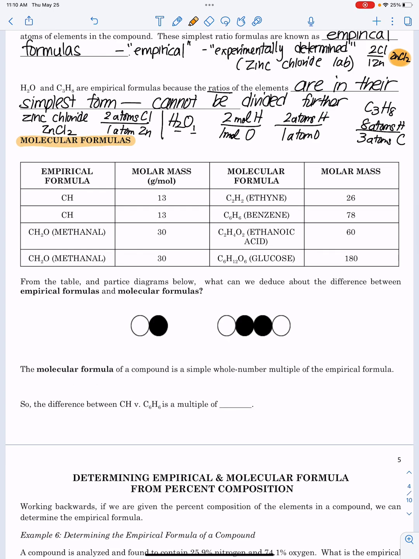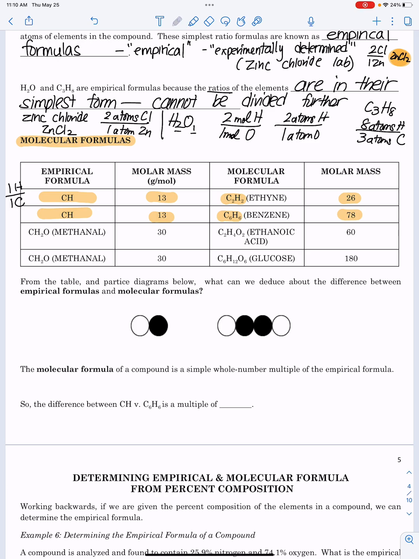Look at this data table here. I have examples of empirical formulas and their respective molecular formulas. So here's empirical formula CH. That means there's 1 H for every 1 C. It has a molar mass of 13. If I find a molecular formula of it, it could be C2H2, and that has a molar mass of 26. Or if I make a molecular formula of CH into C6H6, that has a molar mass of 78.